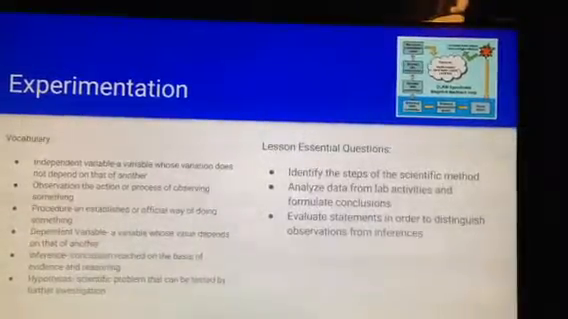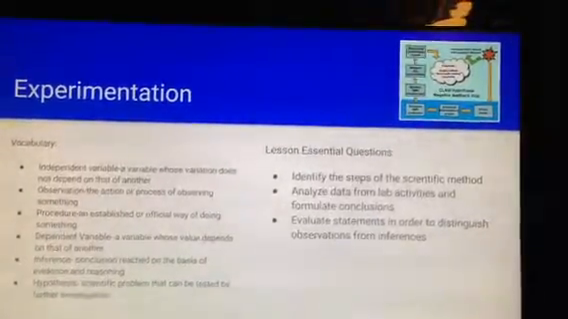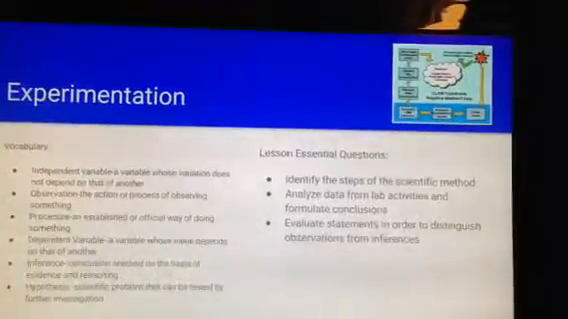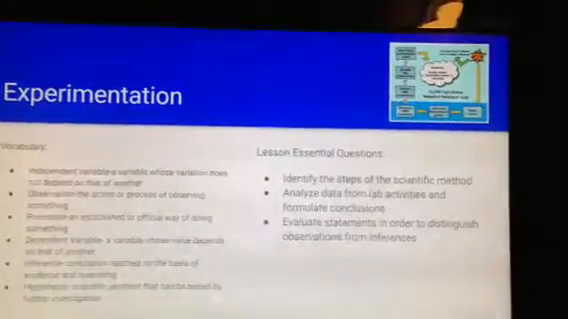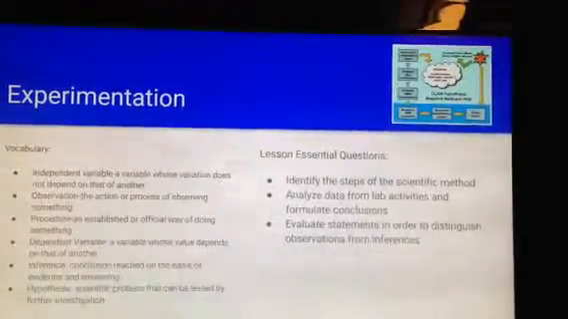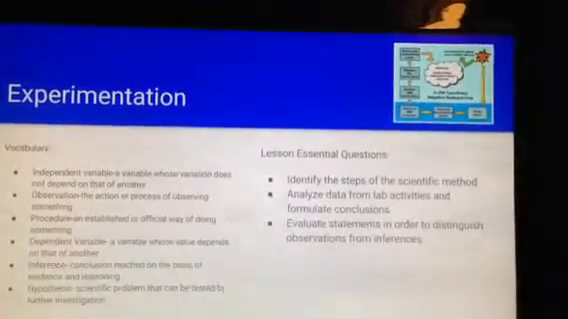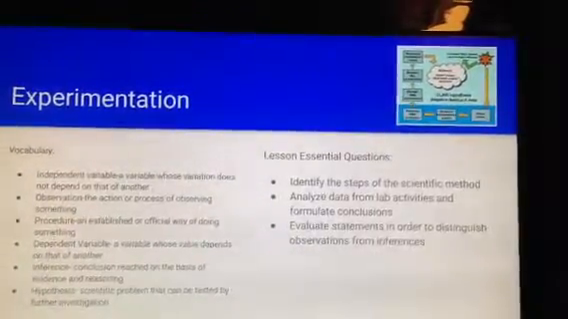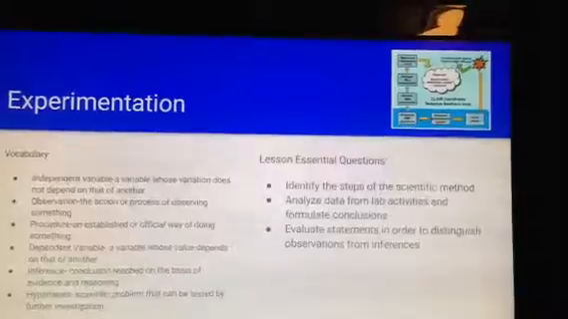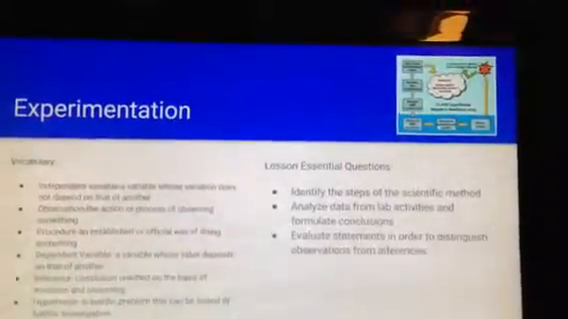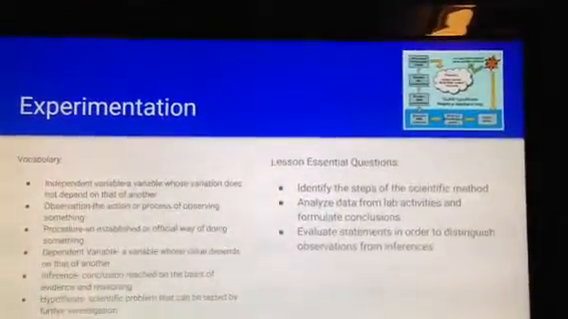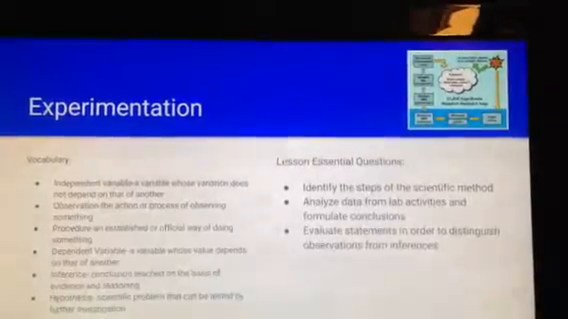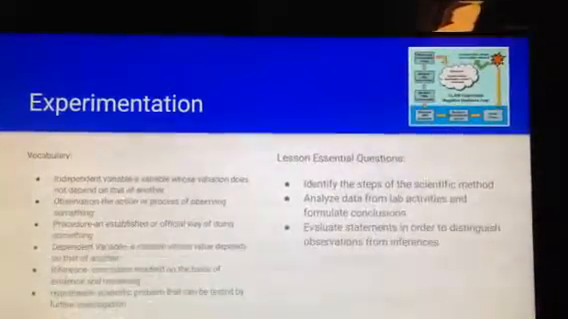And then the lesson essential questions for experimentation are: identify the steps of the scientific method, analyze data from lab activities and formulate conclusions, and evaluate statements in order to distinguish observation from inferences. And then the little picture just shows some steps of the scientific method with an example.